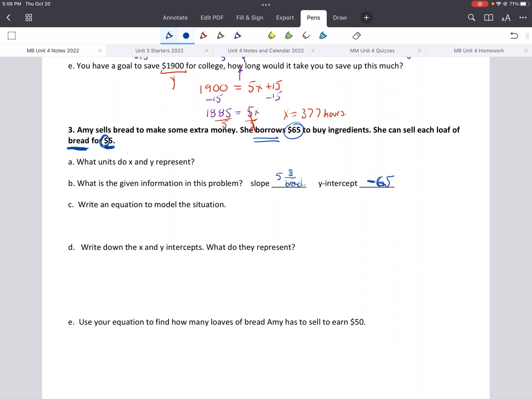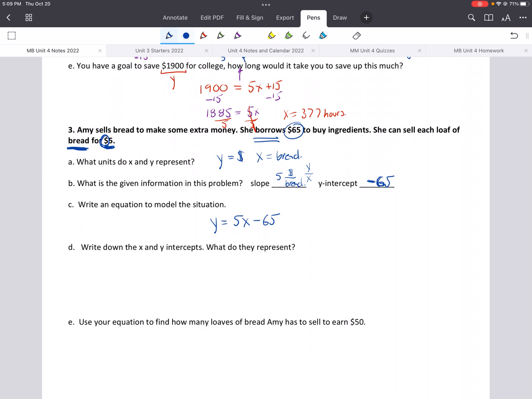Okay, she had to borrow $65, so she'd start with negative $65. She's in debt. Okay, and we still need to talk about what x and y represents. So in this situation, since our slope is rise over run, that would be our y over x's. Y is our rise, x is our run. So y has to be dollars, and x here has to represent bread. Okay. All right. So now we can write our equation. Y equals 5x minus 65.